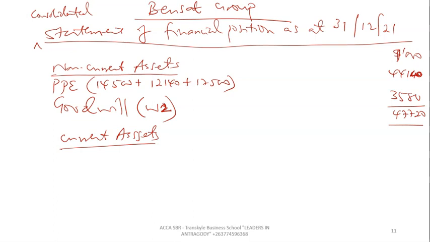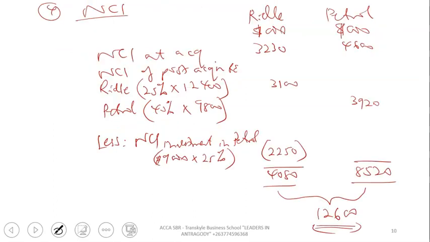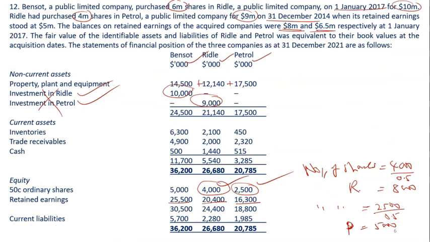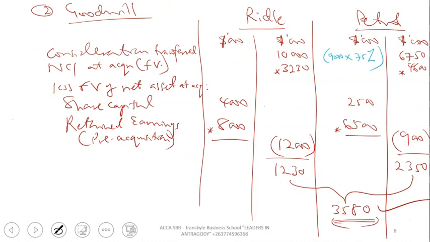The current assets, we just do the same. Okay, current assets, we've got inventories, this one plus that one, trade receivables, that one, cash. Then you have to add all those. Okay, so let's start with inventories.